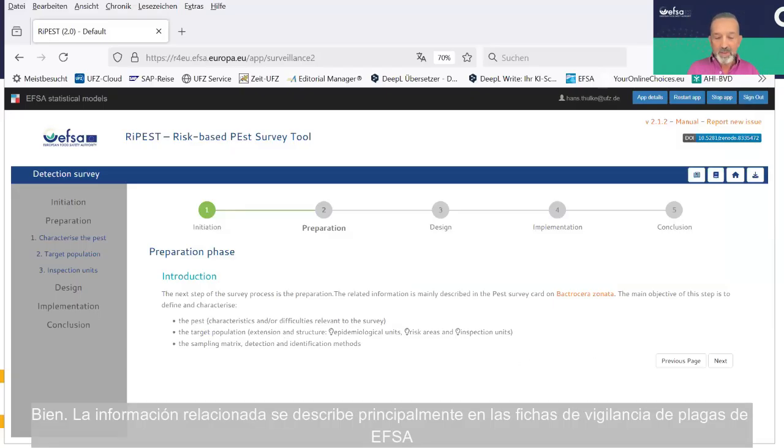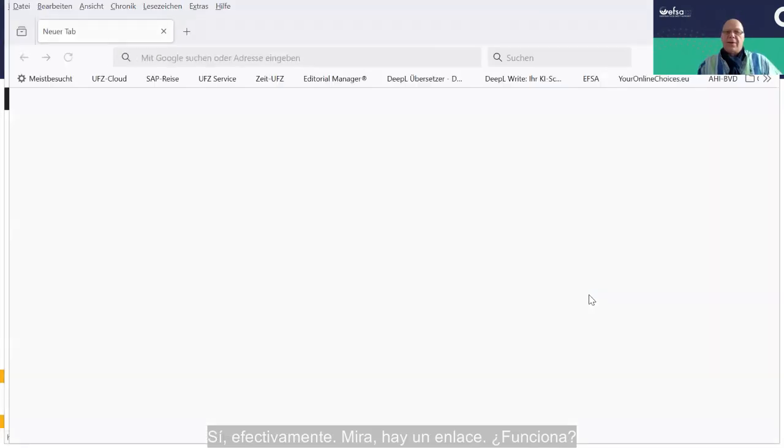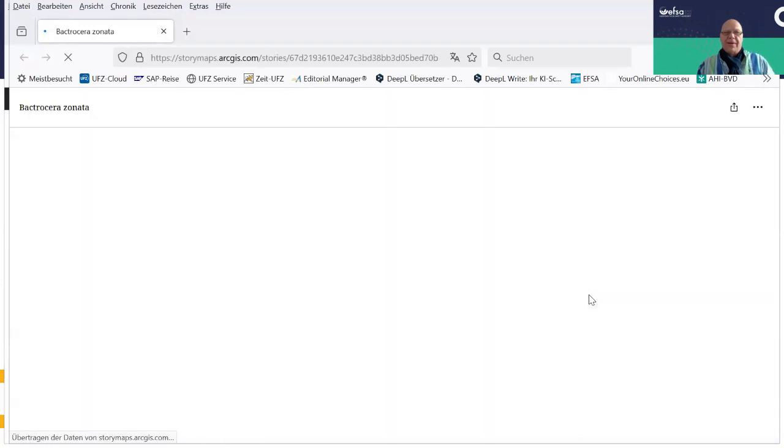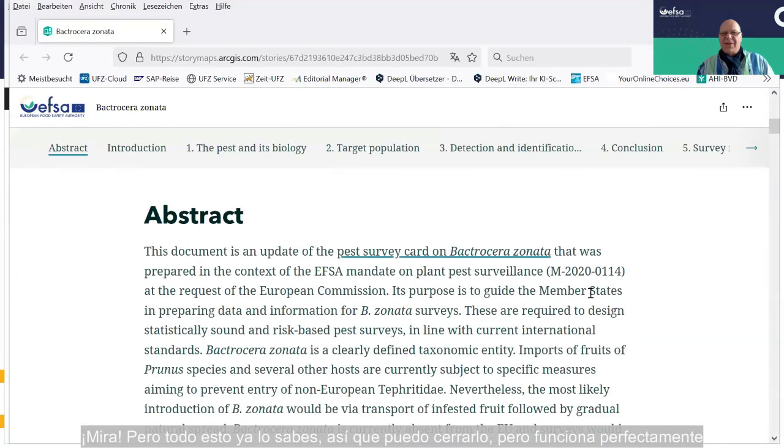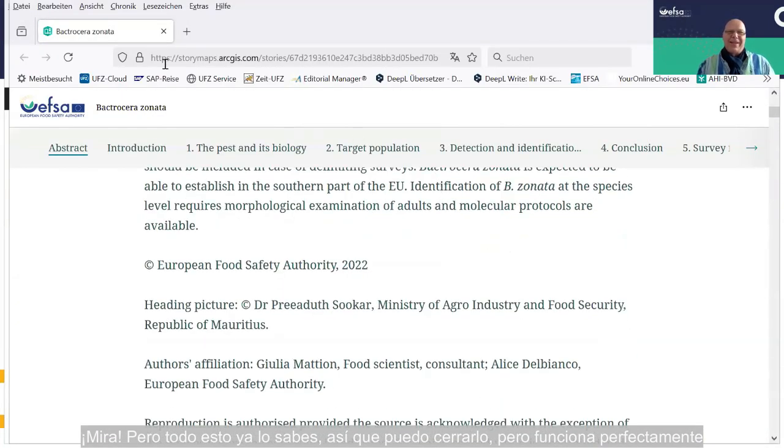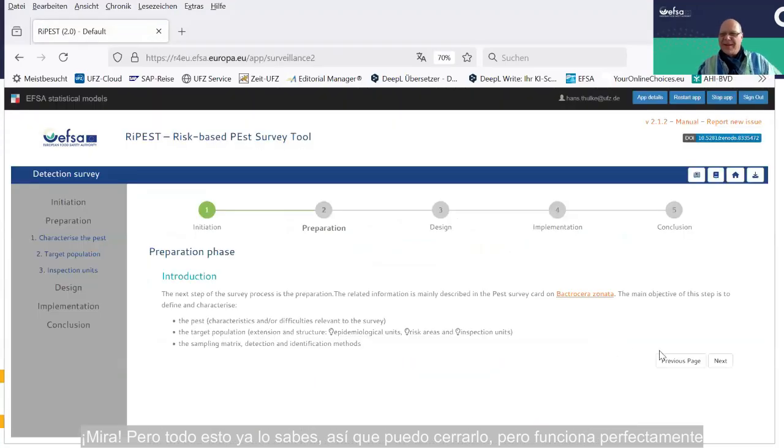The related information is mainly described in the pest survey card. And here, yeah, you indeed, look, there is a link. Does it work? Bactrocera zonata. It's coming. Oh, wow. Look, but you know all this already, so I can close it. But it works. Perfect.